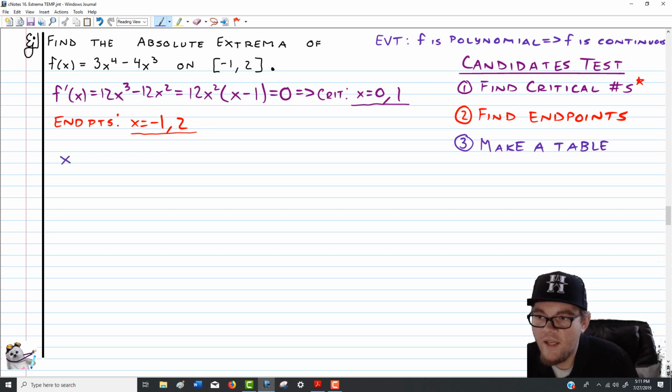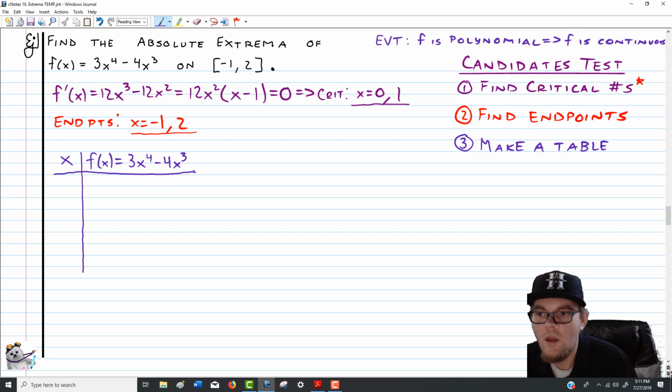So our table looks like such. We're going to compare x values to values of f of x, not f prime of x. Keep in mind, we don't want to find the biggest slope value. That actually means something else. It's called a point of inflection. For us, we're looking for the biggest f value. So we're going to be looking at the y values, or f of x values, for 3x to the 4th minus 4x cubed. So in our table, we're going to plug in each of the 4 candidates that we found.